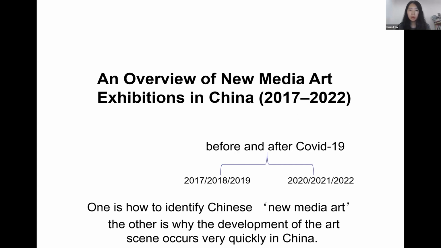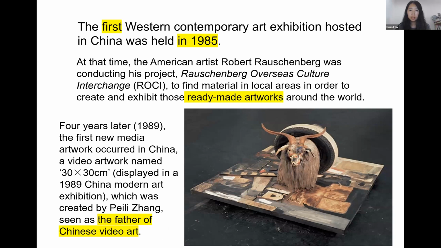To begin with, we need to know the first Western contemporary art exhibition hosted in China was held in 1985. At that time, the American artist Robert Rauschenberg was conducting his project to find material in local areas in order to create and exhibit these ready-made artworks around the world. His work shocked the Chinese people. It attracted more than 300,000 people to visit.